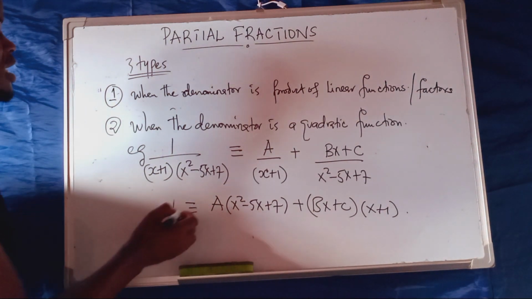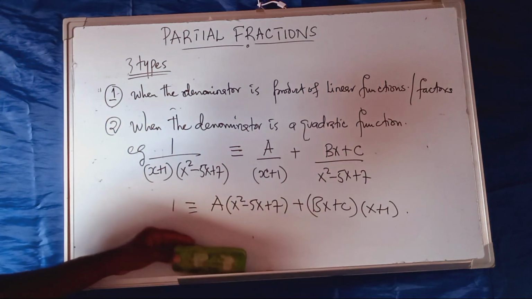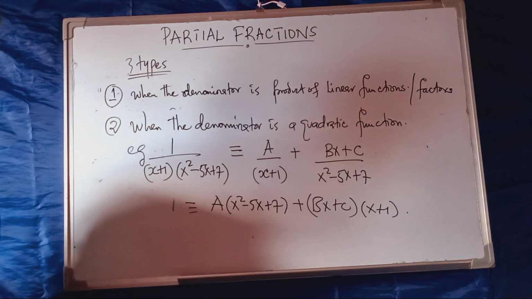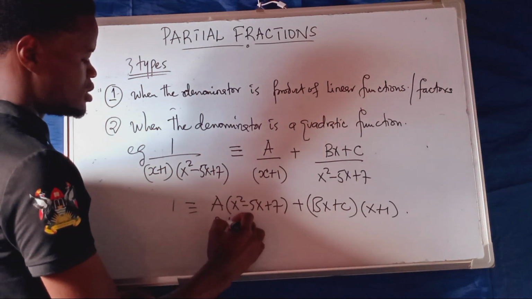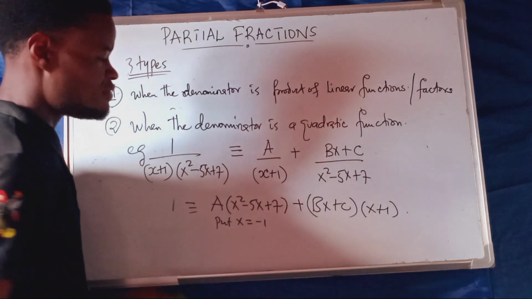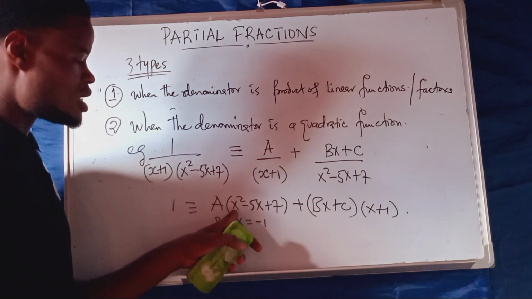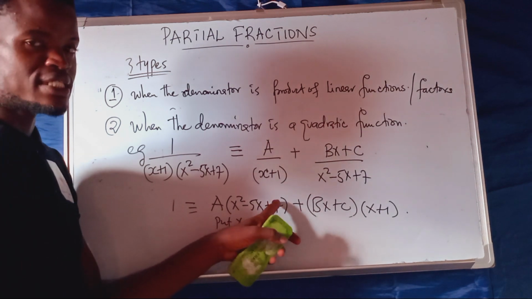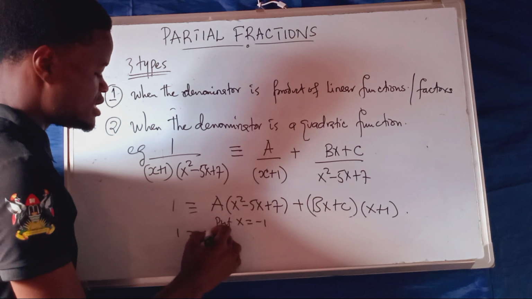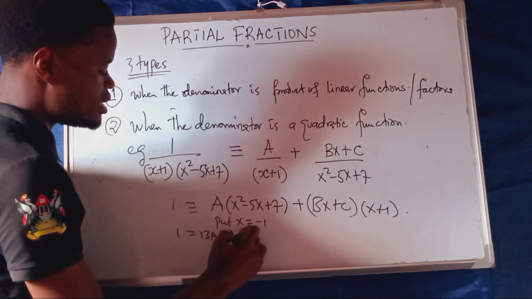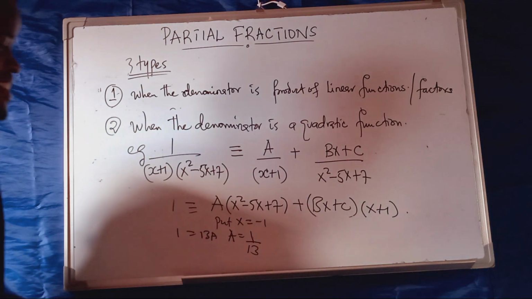And here we solve for a, b, and c by trying to eliminate very many constants here. For example, you can put x is equal to -1 such that this one goes away. So I have -1 squared 1 plus 5, 6 plus 7 is 13. So I have 1 is equal to 13a. So my a is 1 over 13. Don't fear the 1 over 13.